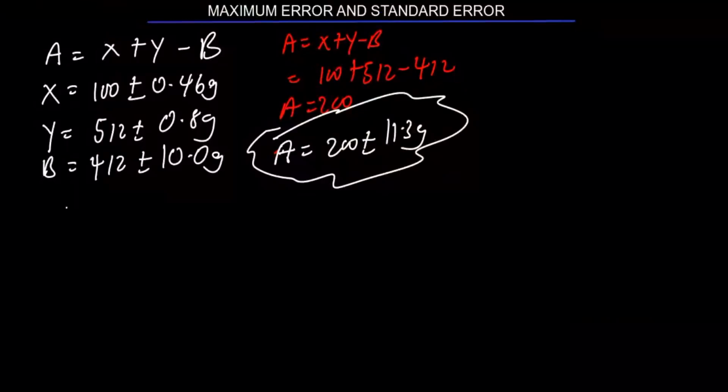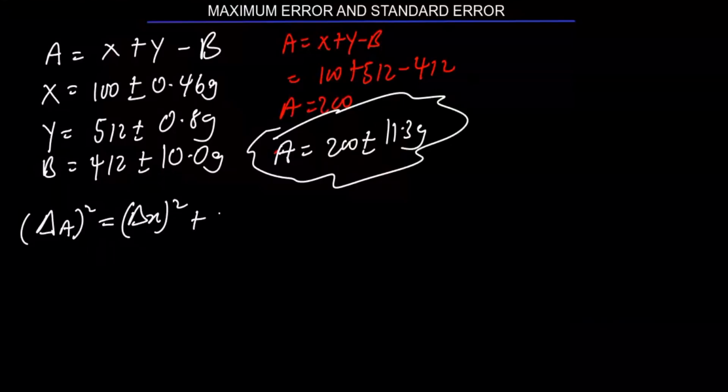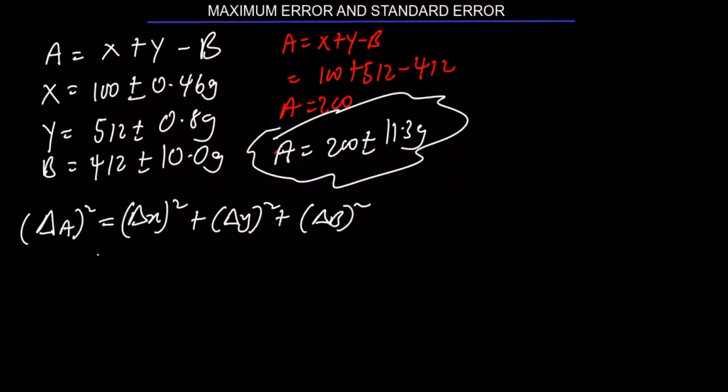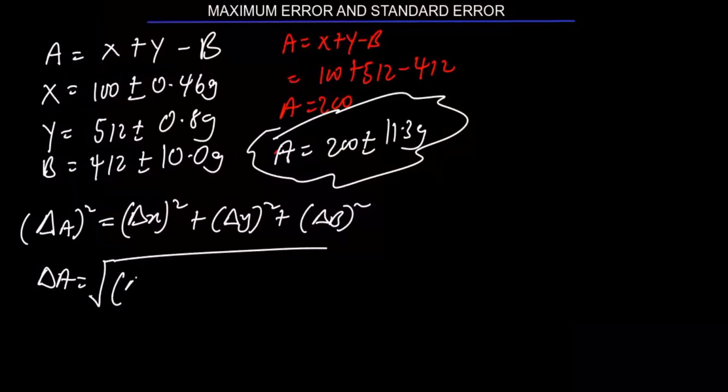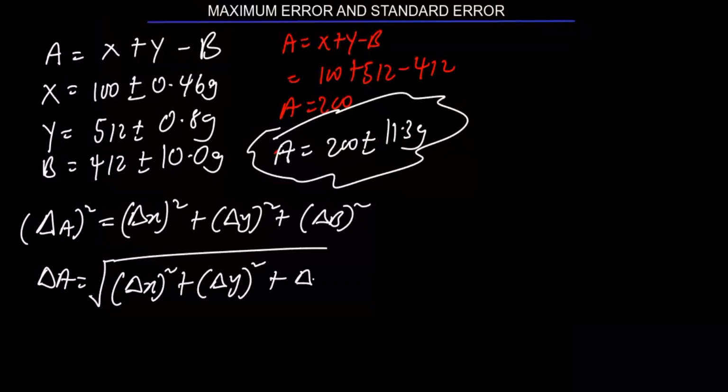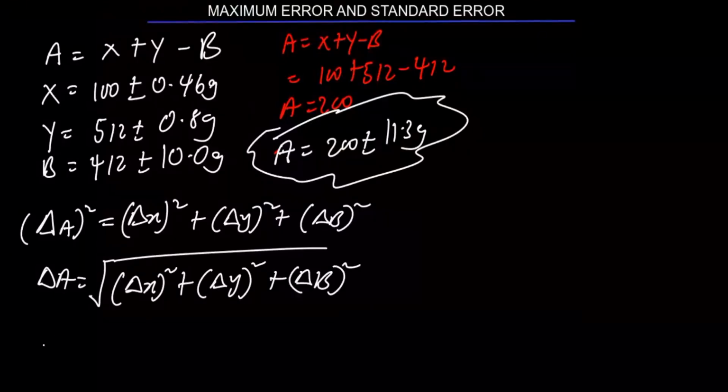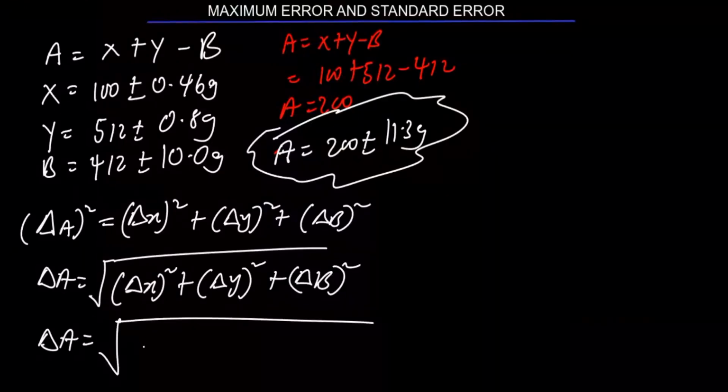Now, remember, since I'm having addition and subtraction, my standard error is of this form. Delta A square equals delta x square plus delta y square plus delta b square. So delta A equals the square root of delta x square plus delta y square plus delta b square. So let's go. Now what is delta x? That's 0.46, that's the error.